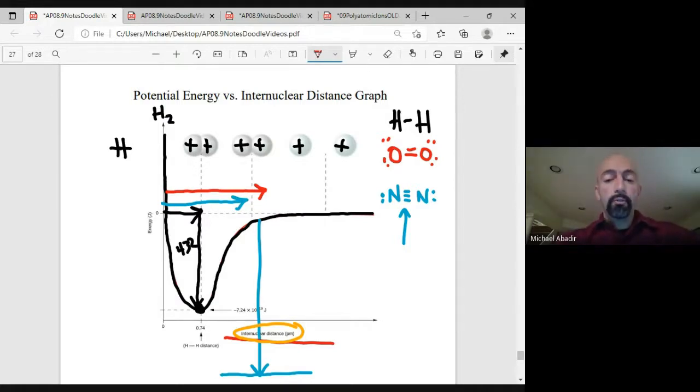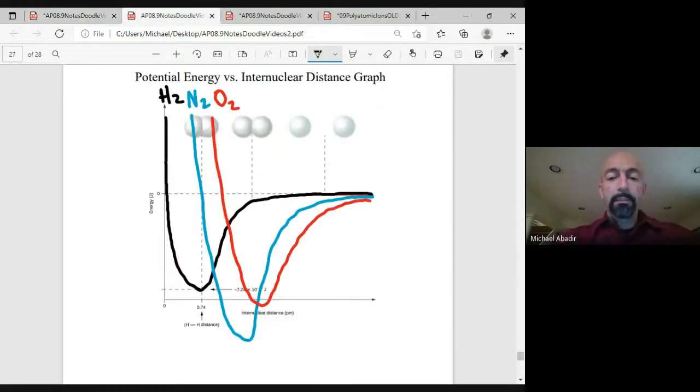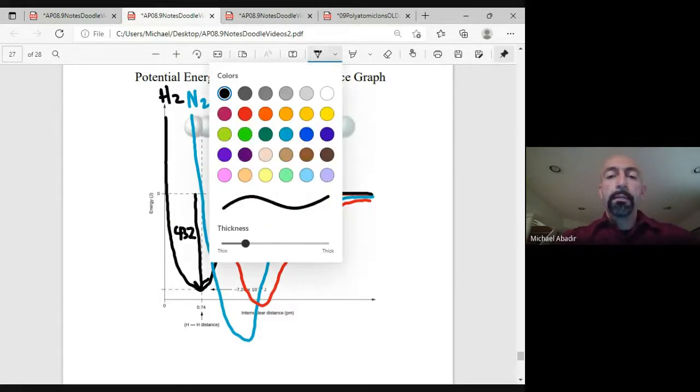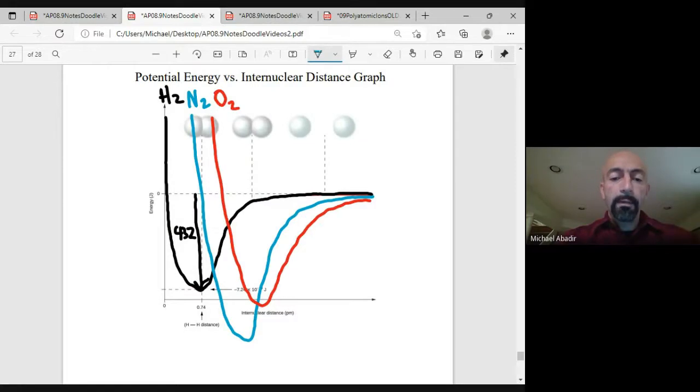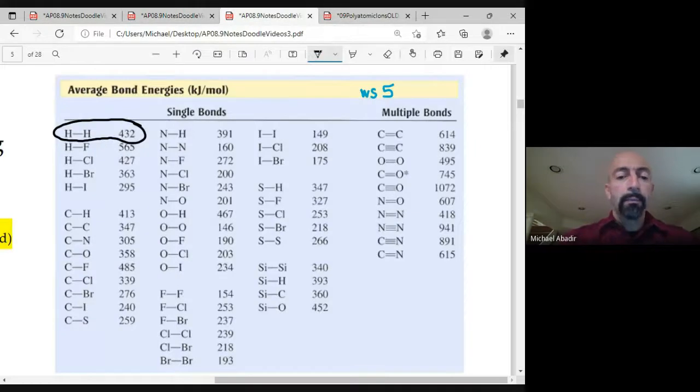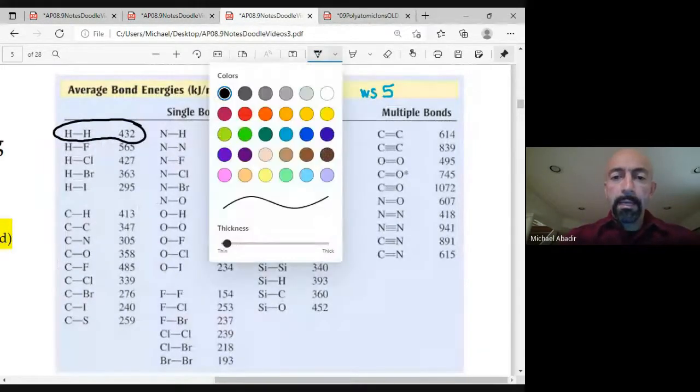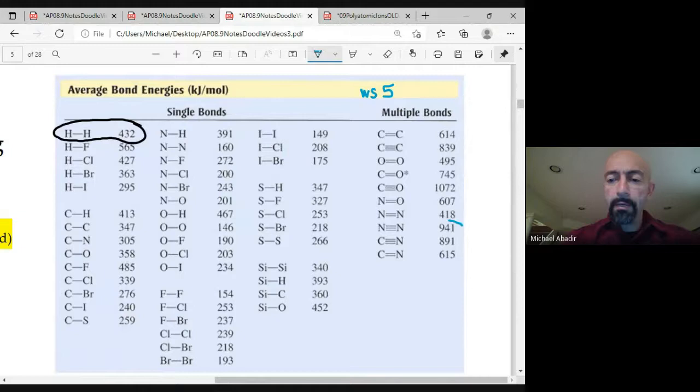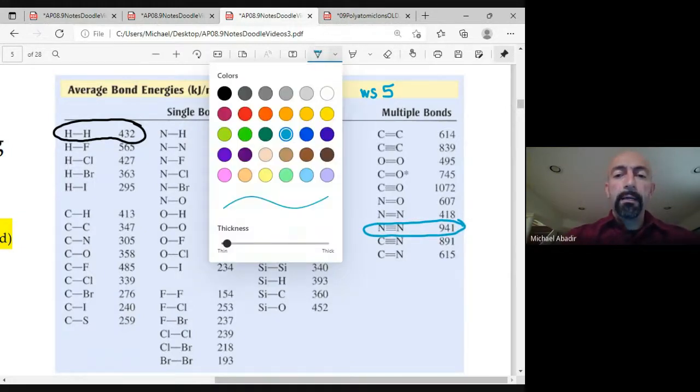So if we wanted to draw this, I have it drawn already just to make it a little easier to see. Here's how it's going to look. The hydrogen, one more time, goes this far down, and that was 432 kilojoules. The nitrogen is going to go farther down like this. If you look at this chart right here, you'll see that nitrogen has a triple bond energy of 941. And let's contrast that while we're here with the oxygen.